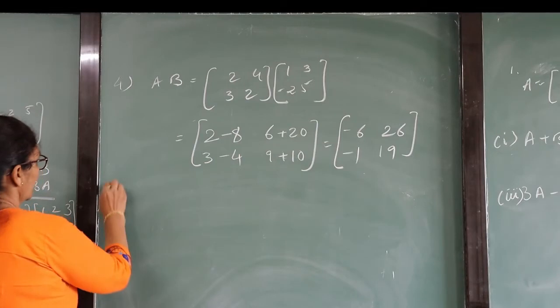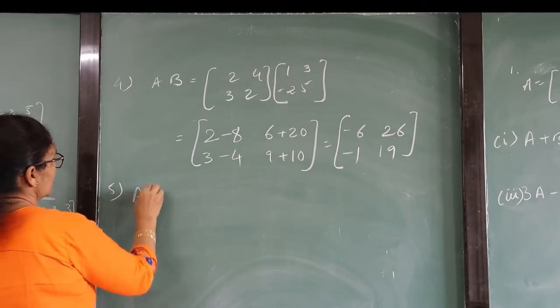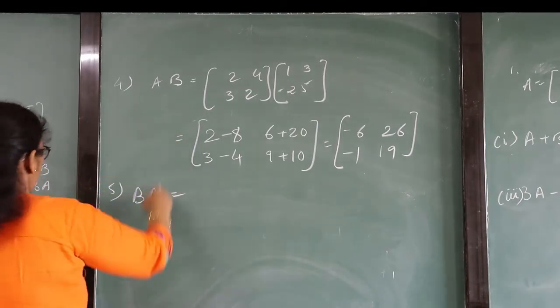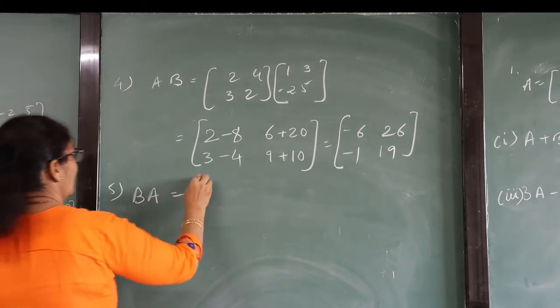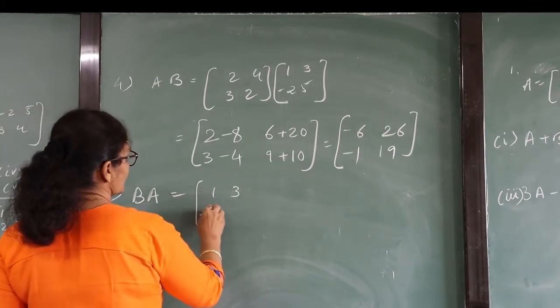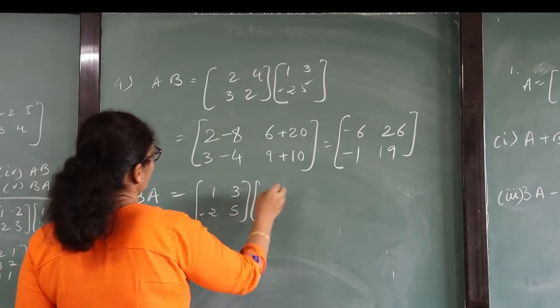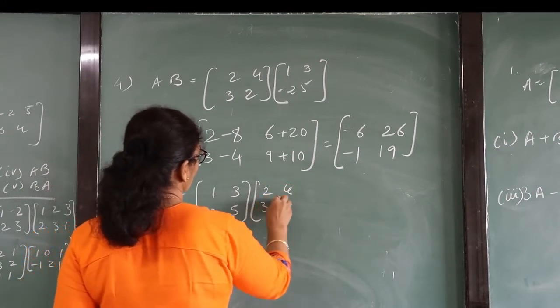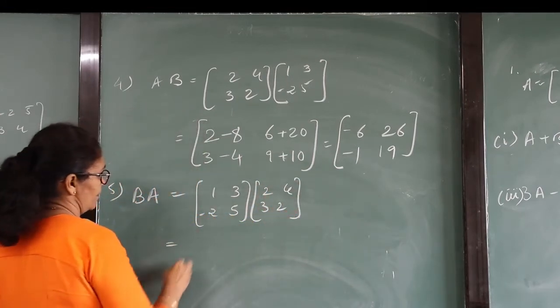So this is your A. And fifth question, here we have to find AB. Now you have to find BA. What is the meaning of it? Only the order of the matrices will be changed. Otherwise we have to multiply, the method is the same.